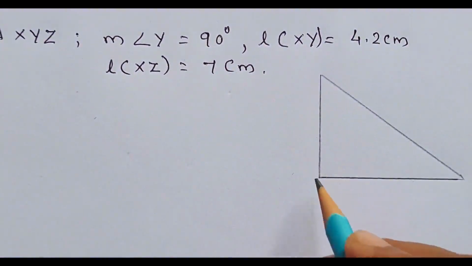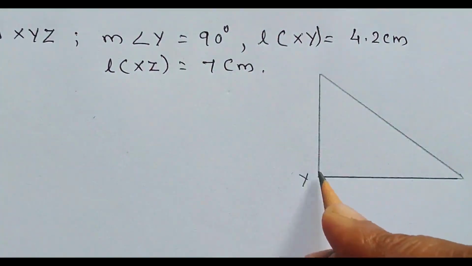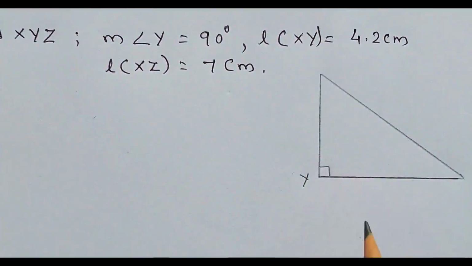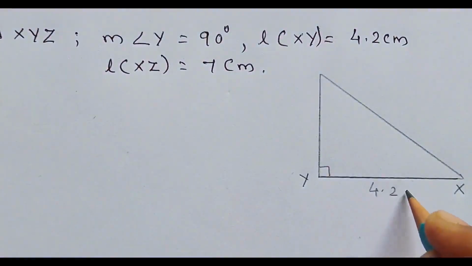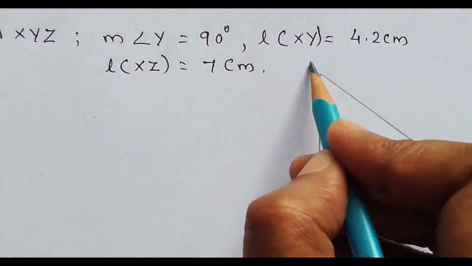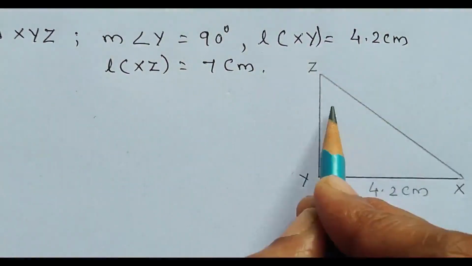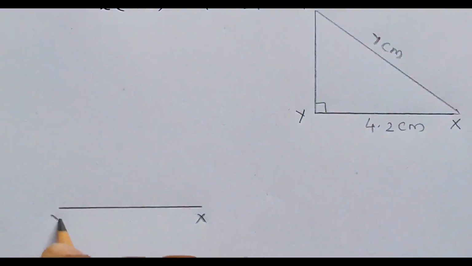Okay, which is the angle which is 90? It is angle Y. So this point is angle Y. Now XY is 4.2. So let us take this as X. So this becomes 4.2 centimeters and XZ. So the third point here is Z and this is 7 centimeters. Draw XY, which is 4.2 centimeters.